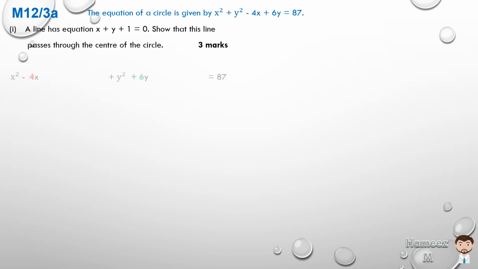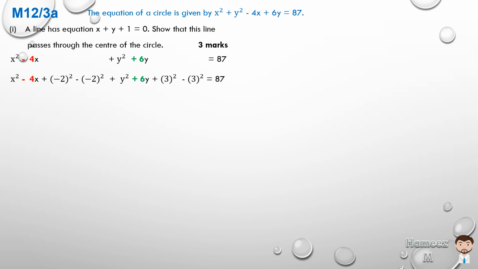So let's rewrite the equation. X squared minus 4x plus y squared plus 6y is equal to 87. So we're keeping the x's together and the y's together. Let's see if we can complete the square using the x's only. So let's recall x squared minus 4x plus, what is half of that coefficient which we have in red? Minus 4. Well, that will be minus 2. So we'll say minus 2 squared minus minus 2 squared.